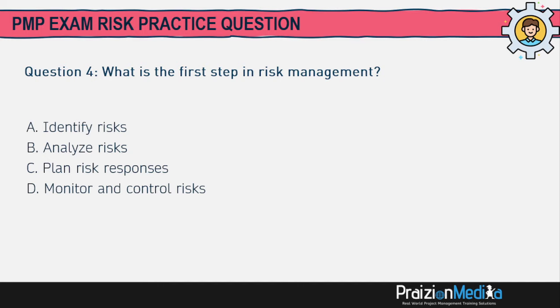Next question. What is the first step in risk management? Hit the pause button if you need more time. Right off the bat, if you take a look, you can see we've got identify, analyze, plan, monitor. Get into the rhythm of things by seeing analyze and monitor as not being first in what you do as far as any knowledge area. So it boils down to A or C. They're both in planning, but planning risk responses comes after the identification of risk. So the best answer is A.